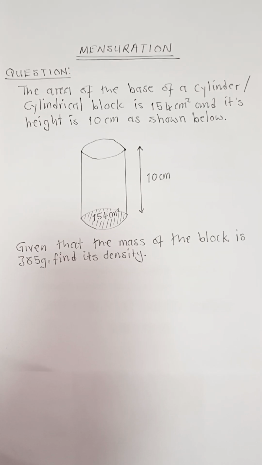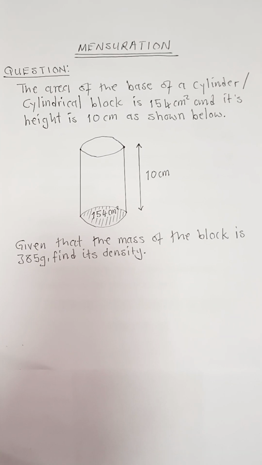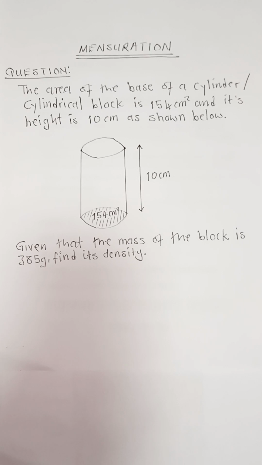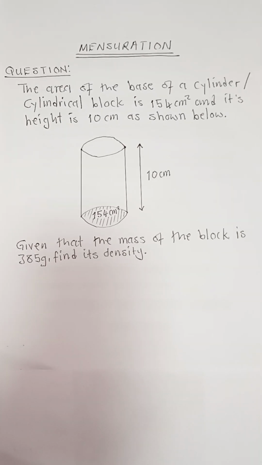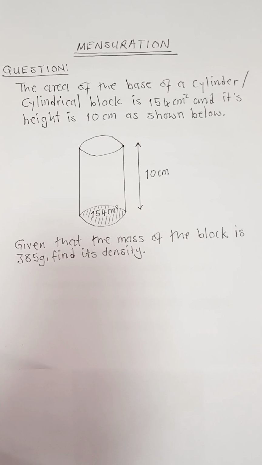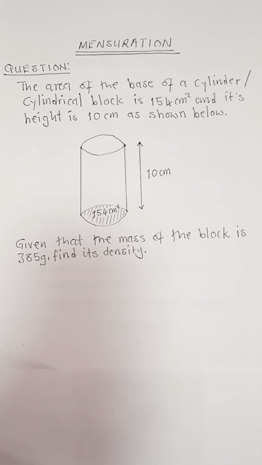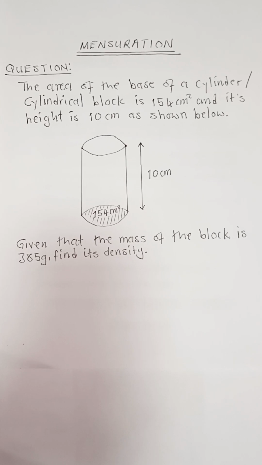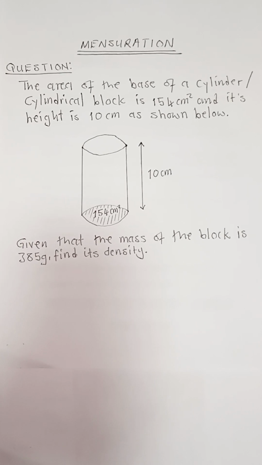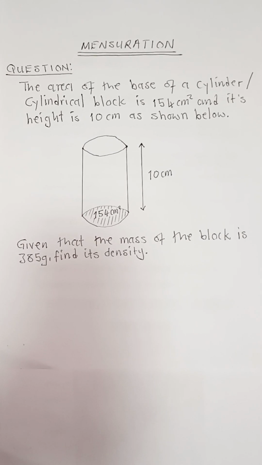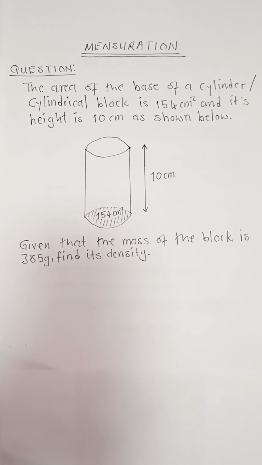So today we just want to look at a topic, the topic mensuration. Under this topic we'll look at this question which reads: the area of the base of a cylindrical block is 154 centimeters squared and its height is 10 centimeters as shown below. We're able to see that cylindrical block with the base area 154 centimeters squared and the height of 10 centimeters.